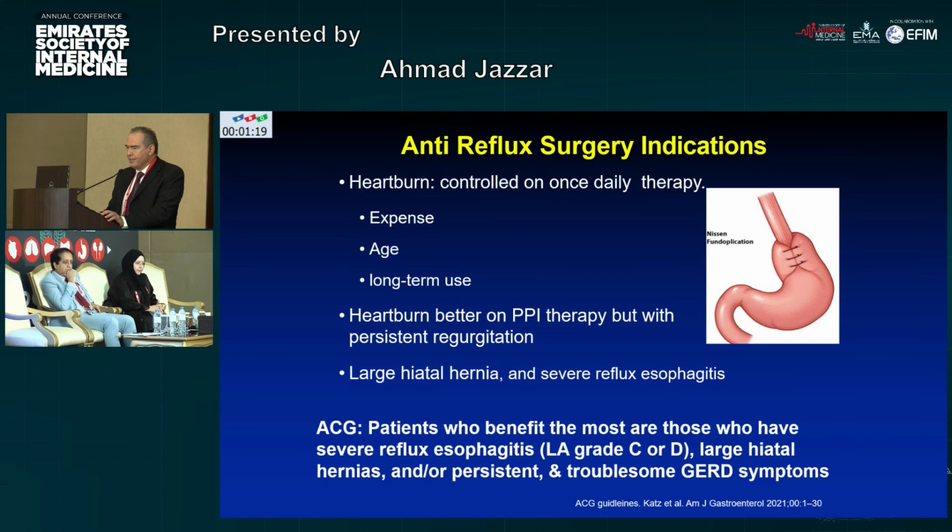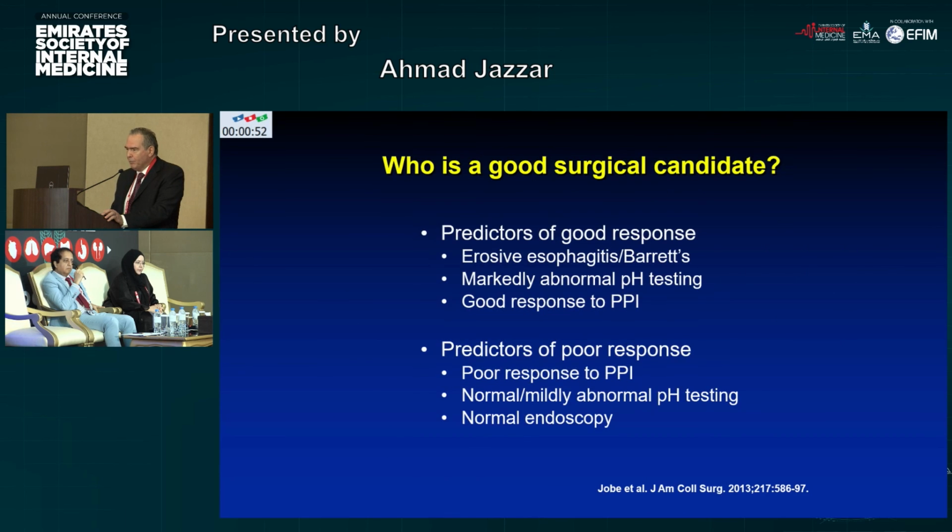With this meta-analysis, age played a role, male sex, smoking, as well as the Barrett's esophagus length and the presence of low-grade dysplasia. From an anti-reflux surgery standpoint, patients who benefit the most are those who have severe reflux esophagitis, large hiatal hernias, and/or persistent troublesome GERD symptoms. A lot of young patients don't want to go through long-term use of medications, the expense that is involved, and even heartburn when it's better on PPI therapy but with persistent regurgitation, because regurgitation does not benefit from PPI. So who is the good surgical candidate?